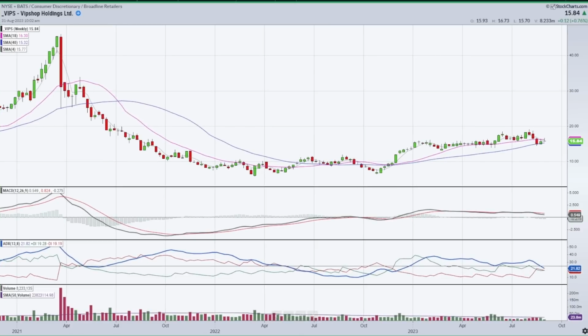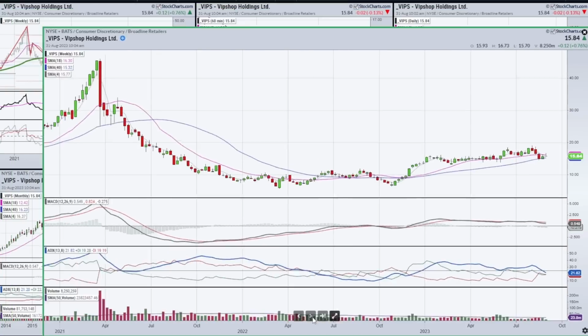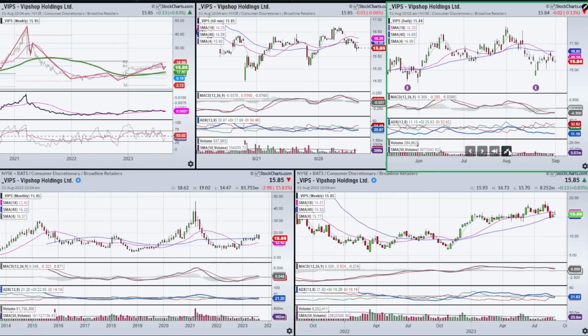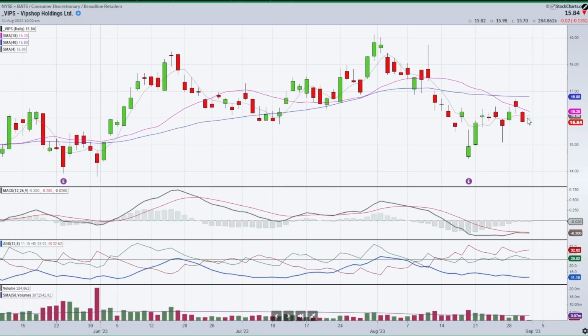Now, when I go to the weekly chart, we've actually broken the 18. I do think there's pretty good support underneath, but it does look like the MACD wants to work its way down a little bit closer to the zero line. And so, I'm not in a big hurry here, especially with a declining 18-day.